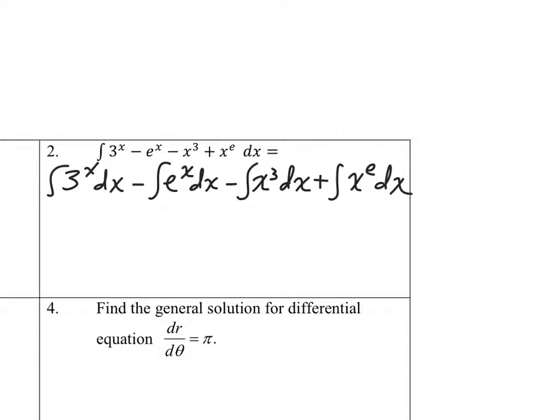All right. So the antiderivative of 3 to the x would be what? Exactly. Technically a plus C, but we're going to leave that off for a minute. Antiderivative of e to the x: e to the x. Antiderivative of x to the third.